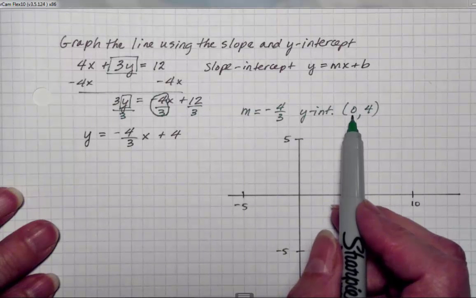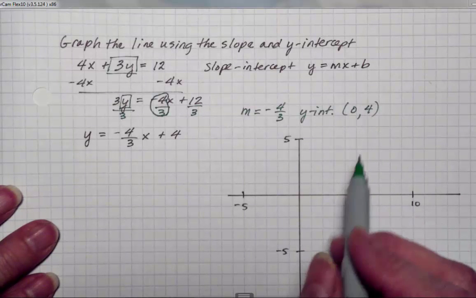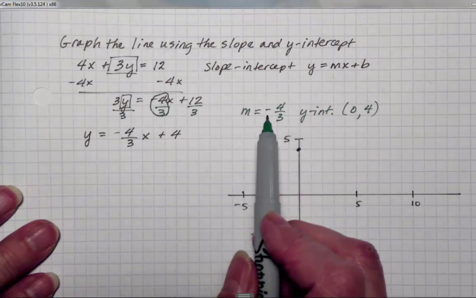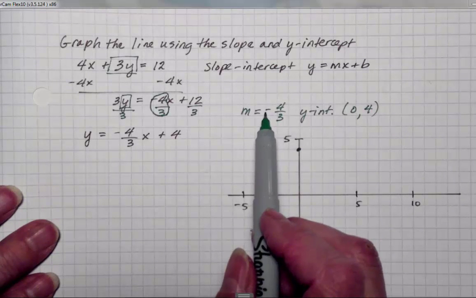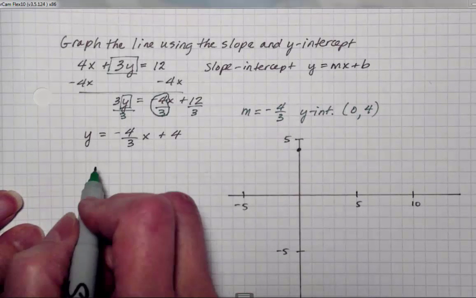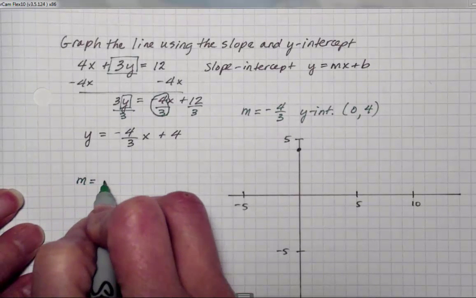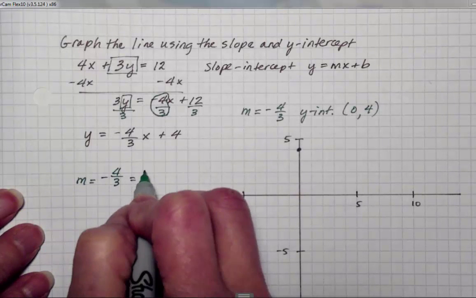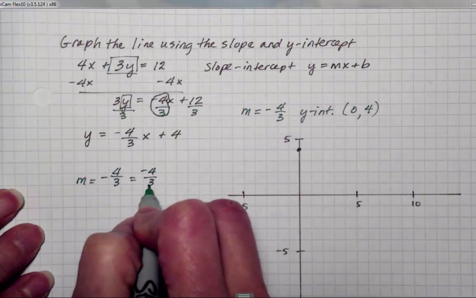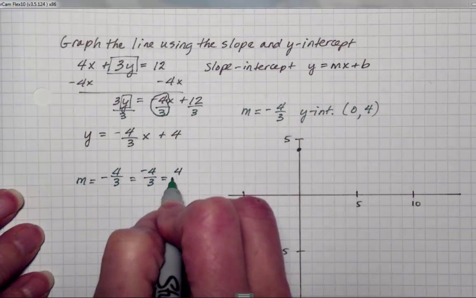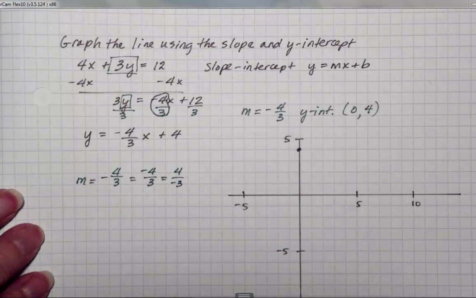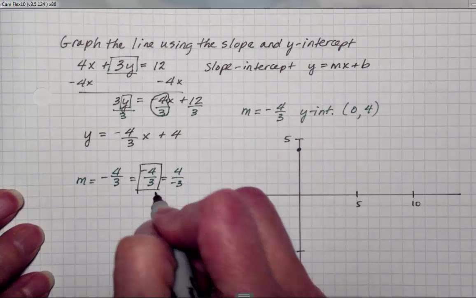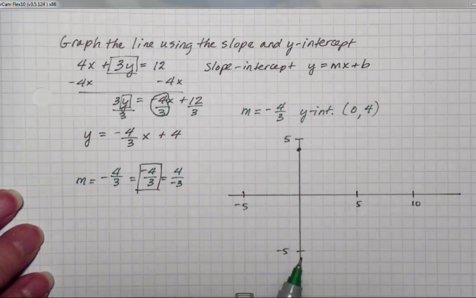That means I'm going to go 0 in the x direction, 4 in the y direction, which puts me right here. Then I'm going to look at my slope. When I'm doing my slope, I usually put the negative in the numerator. So remember that your slope is equal to negative 4/3, which is the same as either negative 4 over a positive 3 or 4 over a negative 3. Of those three options, I usually go with the middle option. So I usually put the negative with my y.